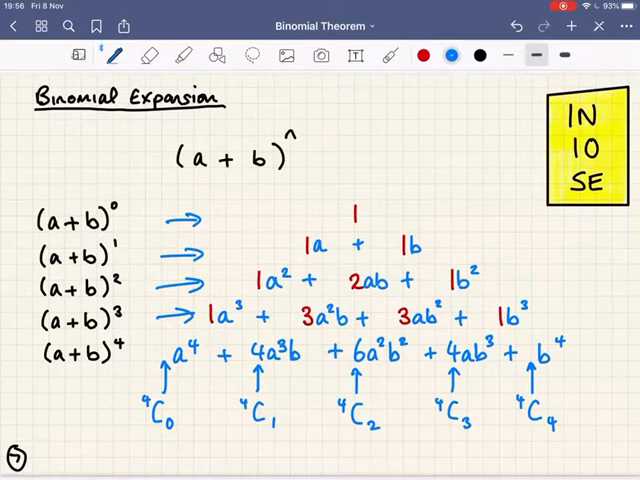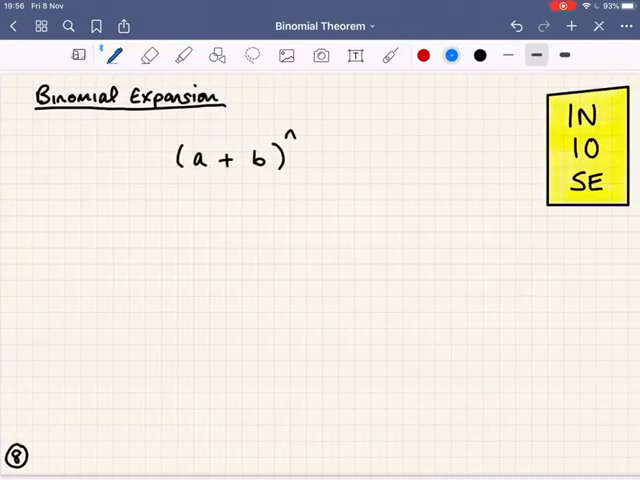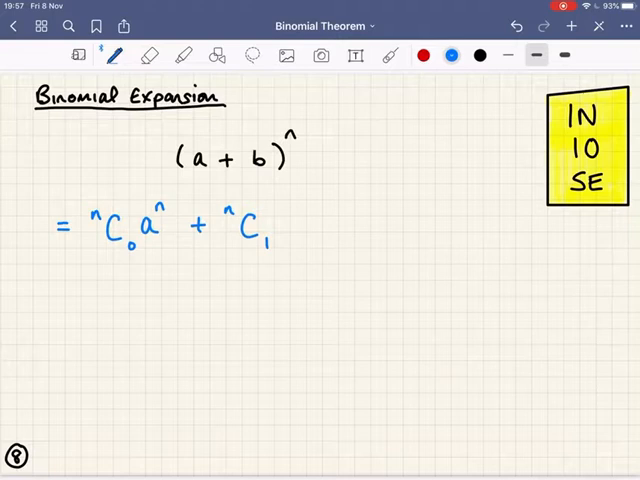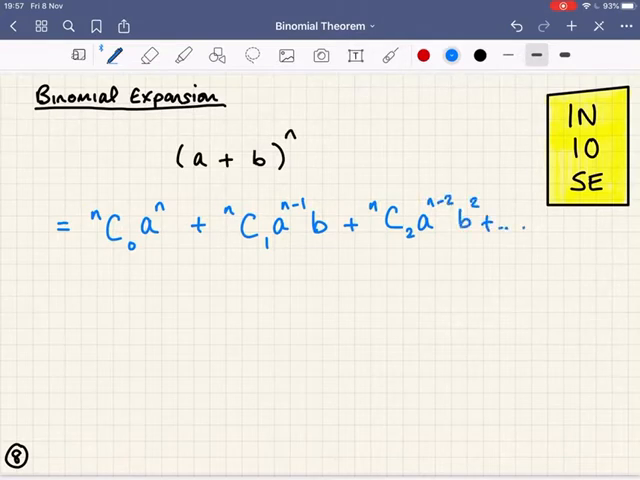So if I wanted to write down a general expression, (a + b) to the n is going to expand as nC0 as the first term, and then a to the power of n, in the same way as it was 4C0, a to the power of 4. And then the next term will be nC1, and the power of a is decreased by 1, and b emerges there. And then the next term would be nC2, a to the n minus 2, and then b squared, and so on and so forth.